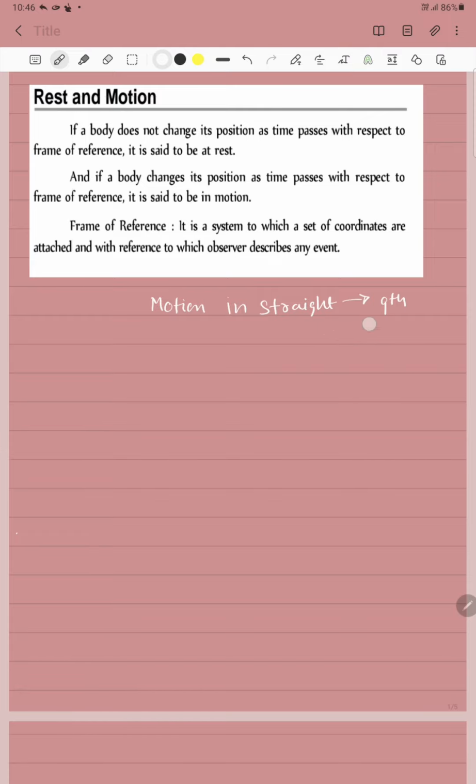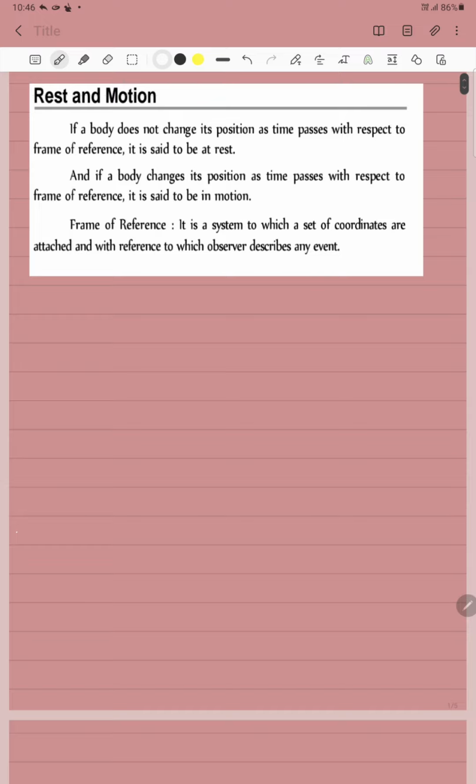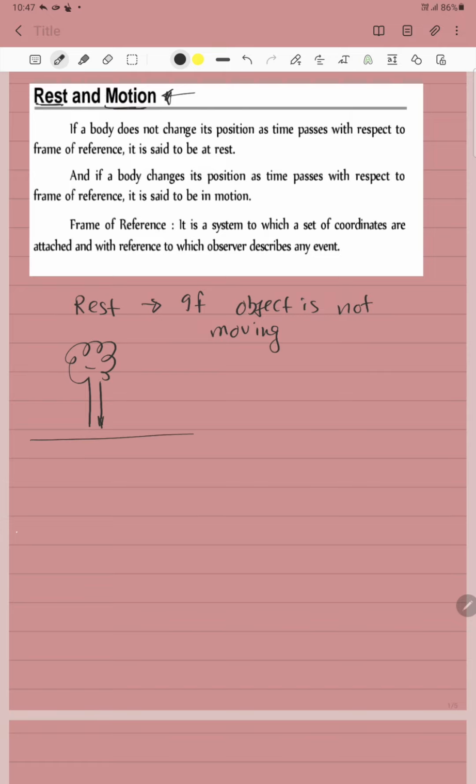So dear students, first of all, if I want to define motion in a straight line, then I need to define these two terms: what is rest and what is motion. If I ask you what you mean by rest, a student can say, sir, rest means the object is not moving. Anybody can give this type of explanation. If I ask you whether a tree on the road is at rest or in motion, you will say, sir, it is at rest. But you are wrong. Actually, how are you wrong?